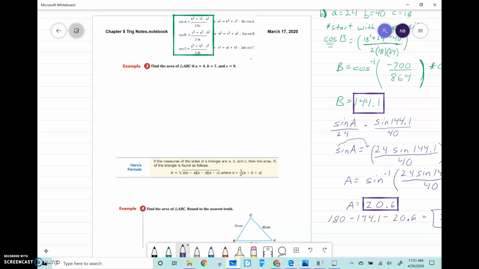K equals 1/2 BC sine A. That's for finding the area. But all we need to do is find out what angle A is.